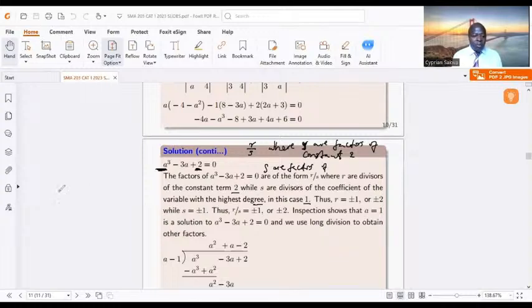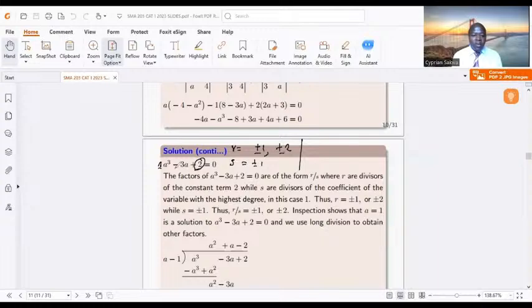So what are the likely values of r? R are factors of 2, which are likely to be plus or minus 1, plus or minus 2. Those are the numbers which can divide this constant. And the numbers that divide 1 give s, which is likely to be plus or minus 1.